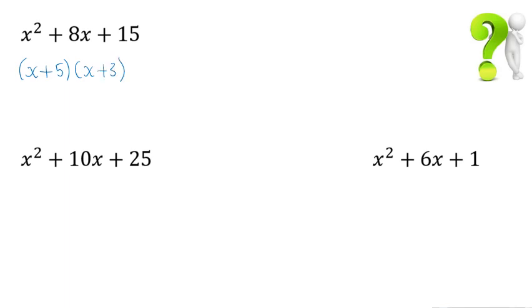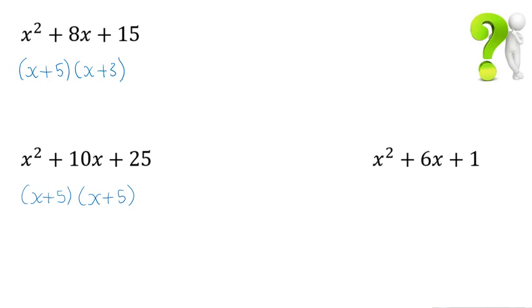If we're looking to factorise the second expression, we're doing the same thing. We're looking for two numbers that multiply to give the end and add to give the middle. So we're looking to multiply to 25 and add to 10. Those two numbers are going to be 5 and 5, because 5 times 5 is 25 and 5 plus 5 is 10.